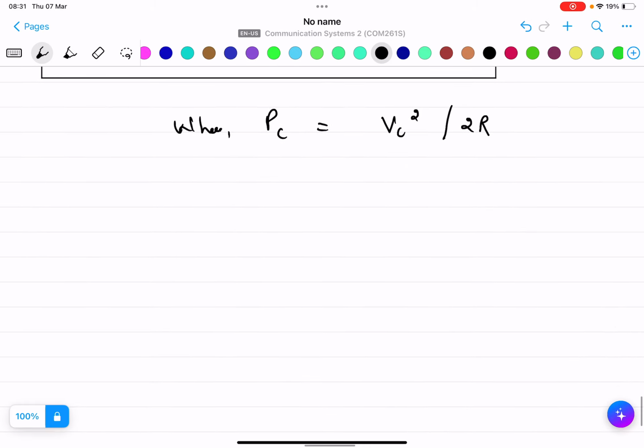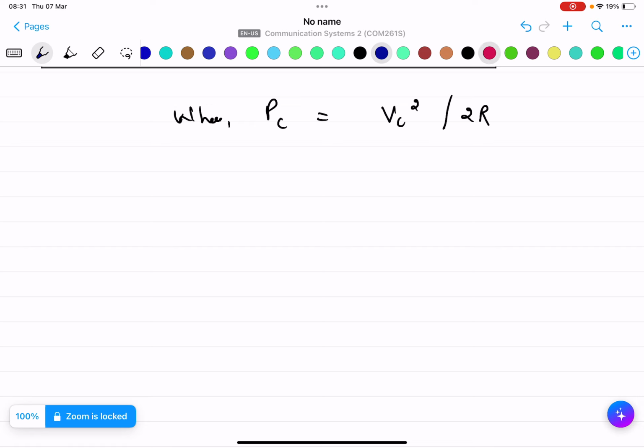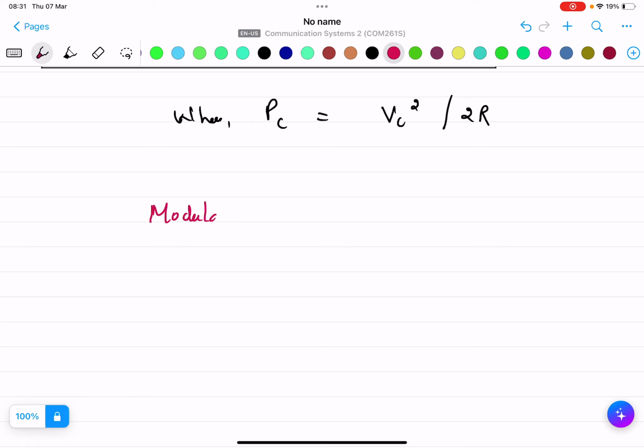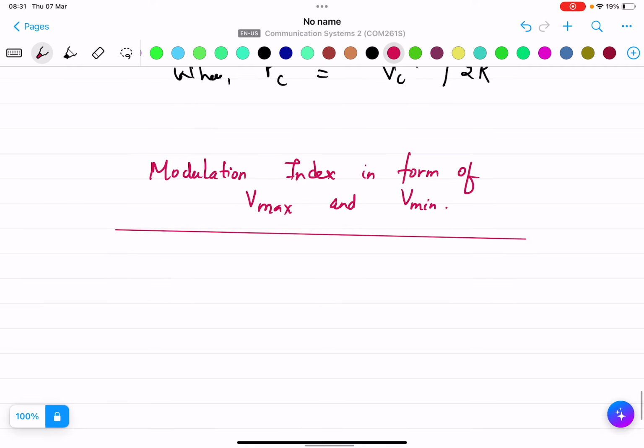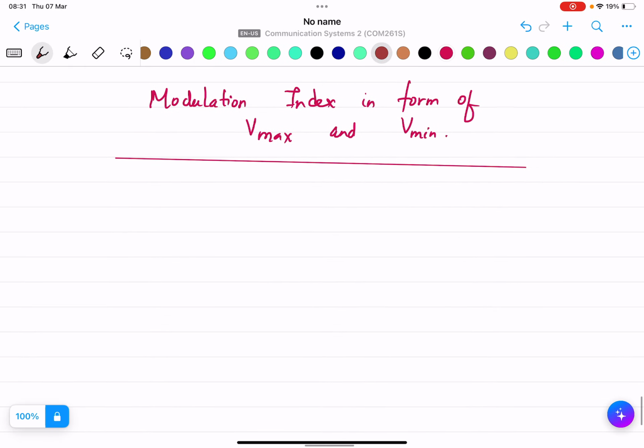Now if I need to find out the modulation index in terms of Vmax and Vmin, how do we find it? So there are the formulas. We know what will be my Vmax. Vmax will be equal to, obviously, carrier wave amplitude plus modulating wave amplitude. And what will be my Vmin? Vmin will be Vc minus Vm.